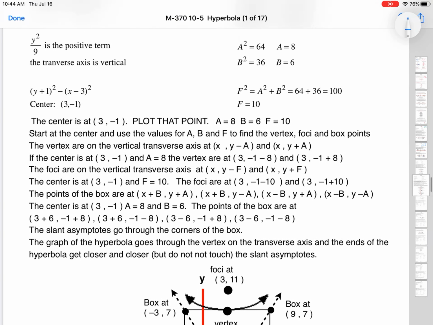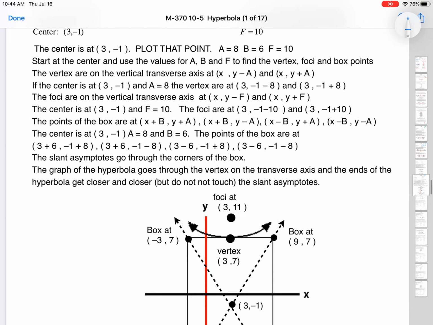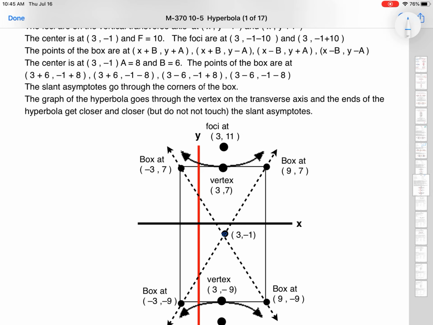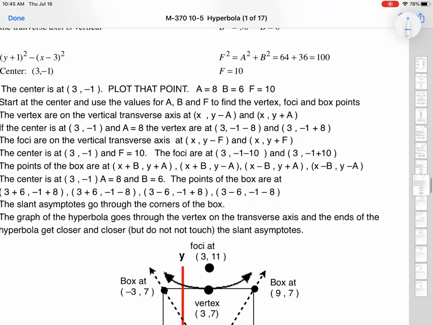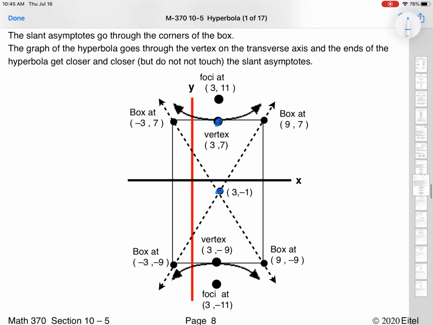Oh, apologize, I read that backwards. 3, negative 1. Be very careful. I fell into a common mistake. 3, negative 1 is our center. From the 3, if you remember, A was 8. We're going to go 8 up to get to 3, 7, and 8 down to get to 3, negative 9. Remember, our focus was 10, so we're going to go 10 units up.